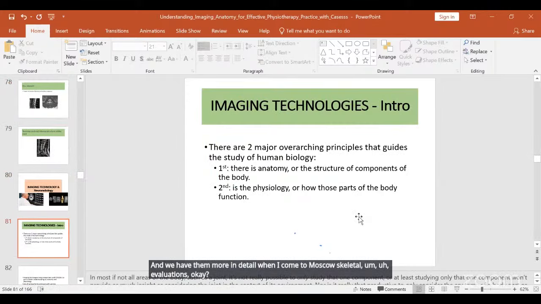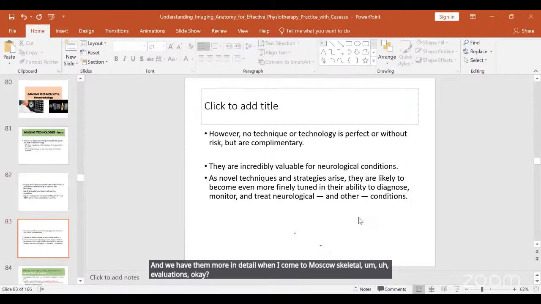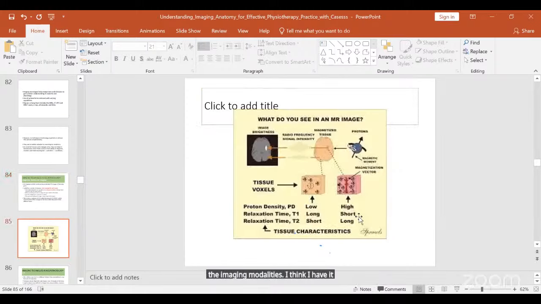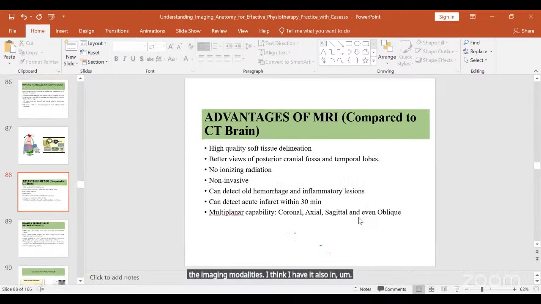Okay, let's not bother about this. Let's just go back to the imaging modalities. I think I have it also in. Okay, so we know the imaging modalities that we have.